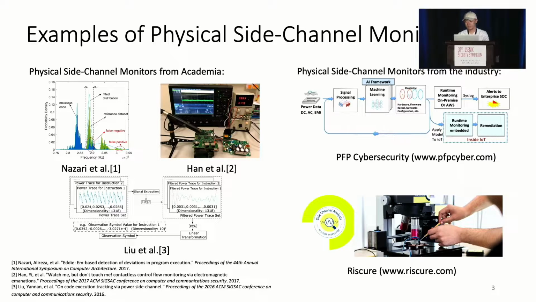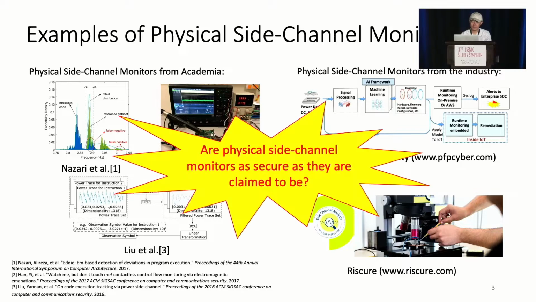But the recent emerging studies on the adversarial robustness of machine learning models put the security of these systems in question. Are physical side channel monitors as secure as they are claimed to be? To answer this question, we assess their vulnerabilities against attacks like adversarial machine learning, but with constraints. Specifically, we propose a novel attack against the power side channel-based monitors.